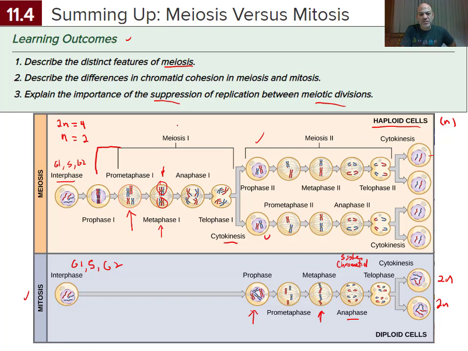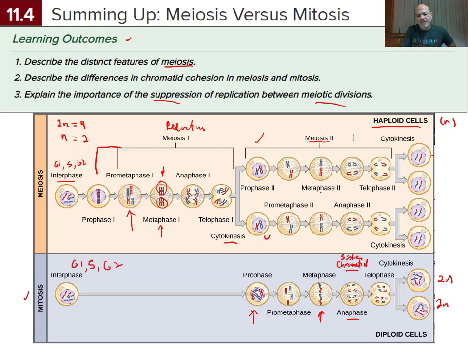So the first division, this one's the reduction. Okay, and we reduce because we've separated the pairs. The homologs have been separated. Then from here, meiosis 2 is more like mitosis because we separate the sister chromatids here. Okay, so just like down here, the way they drew the diagram, up here our sister chromatids get separated.